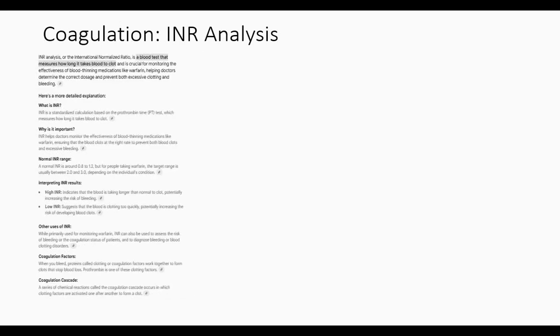INR analysis, this is a blood test that measures how long it takes for the blood to clot. The normal INR range is between 0.8 to 1.2. It helps doctors check the effectiveness of blood thinning medications.